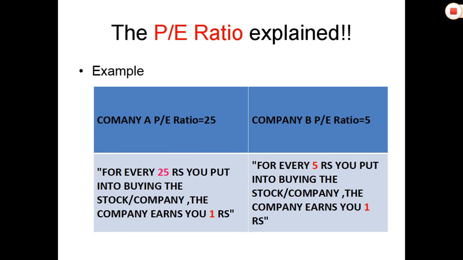help you grow your wealth. So, to understand the PE ratio, we show you an example over here in which you have two companies, company A with a PE ratio of 25 and company B with a PE ratio of 5. So what is the meaning of this? Now, in simple words, if you can just recite after me, that would make things much easier. So let's start. Company A, for every 25 rupees you put into buying the company or the stock, the company earns 1 rupee for you.